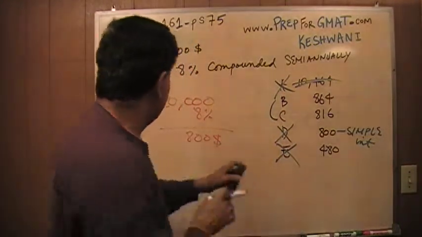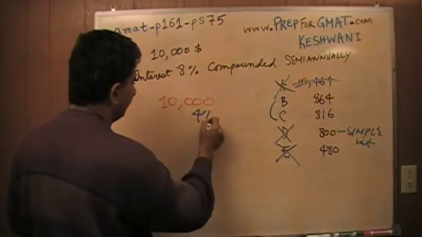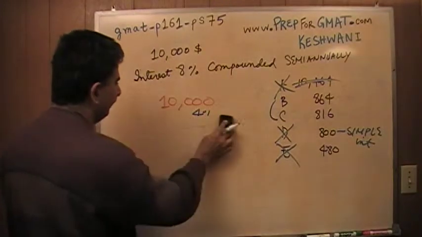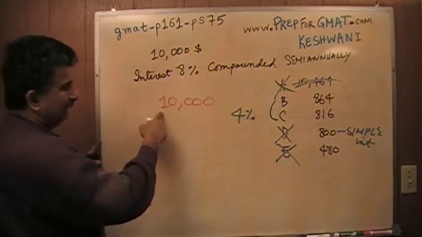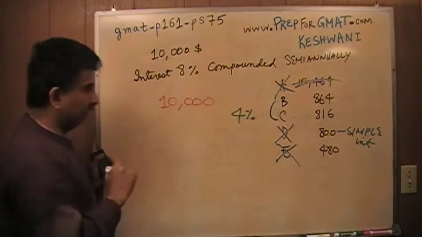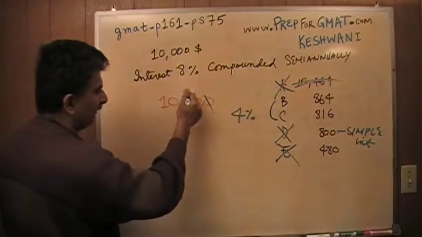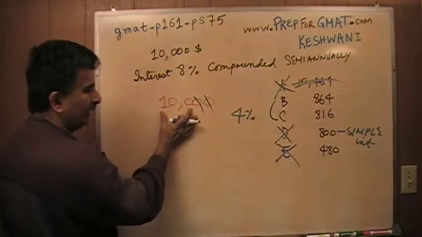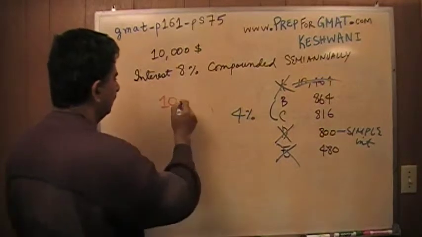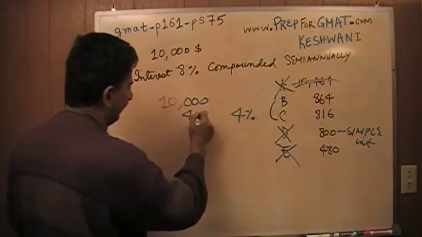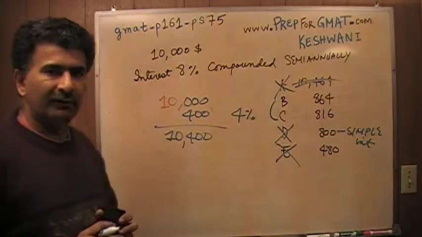What's going to happen is, at the end of the first 6 months, you're going to get 4%. And of course, 4% of 10,000... 10% of 10,000 is 1,000. See, if I drop one zero, that's 10%. If I drop 2 zeros, this is 1%. 100 is 1% of 10,000. So therefore, 4% is 400. So at the end of 6 months, it's 10,400.